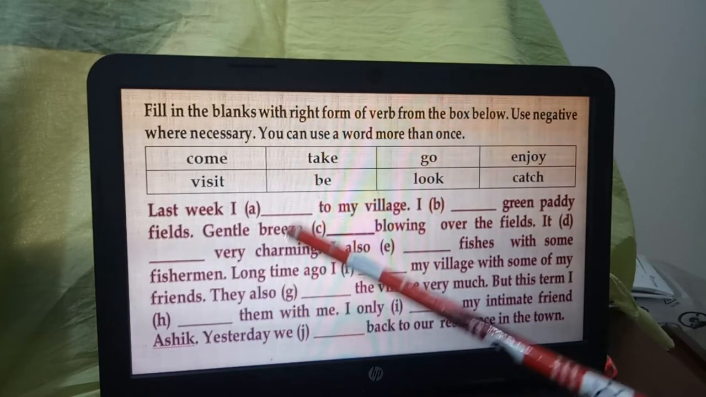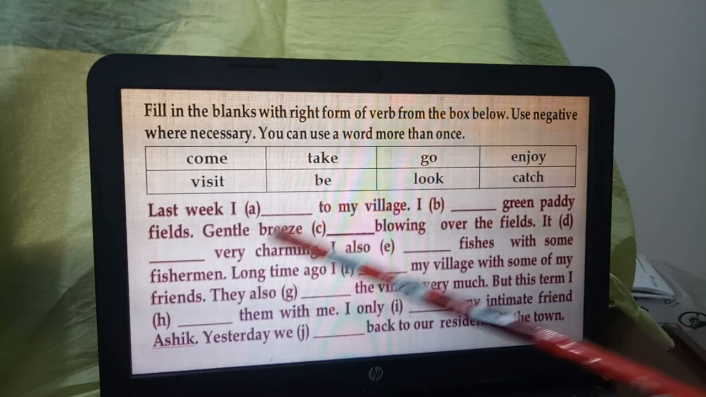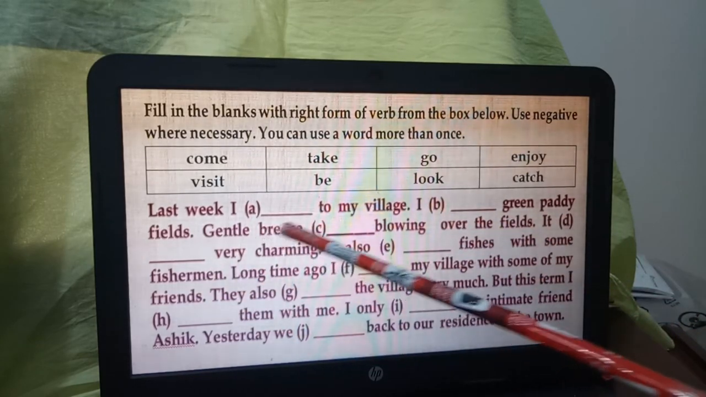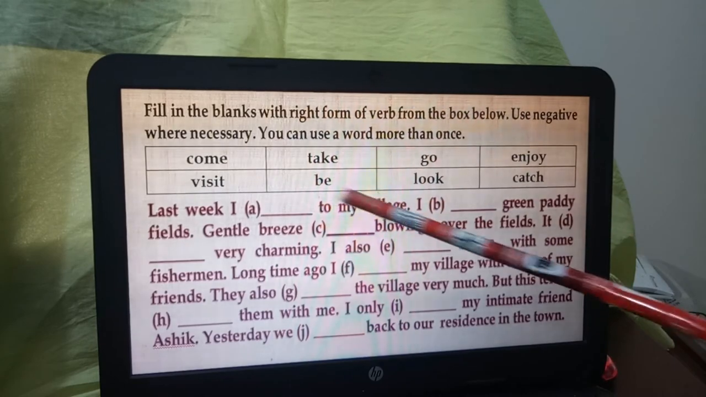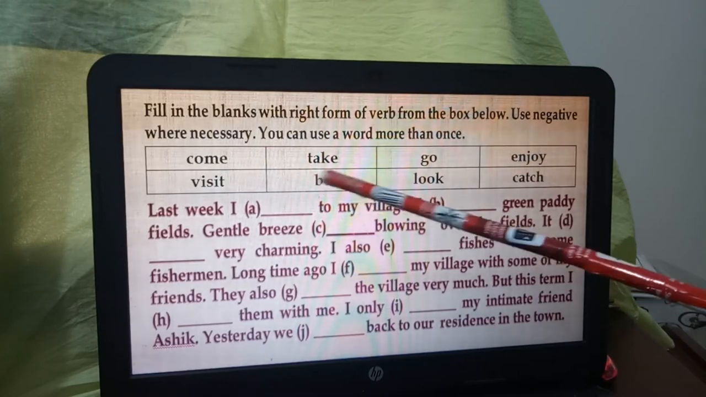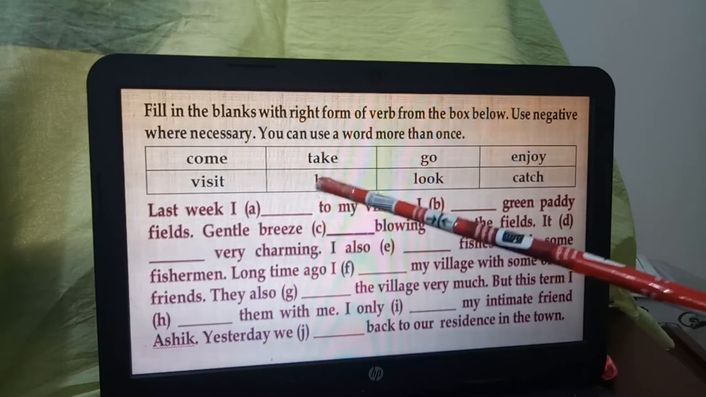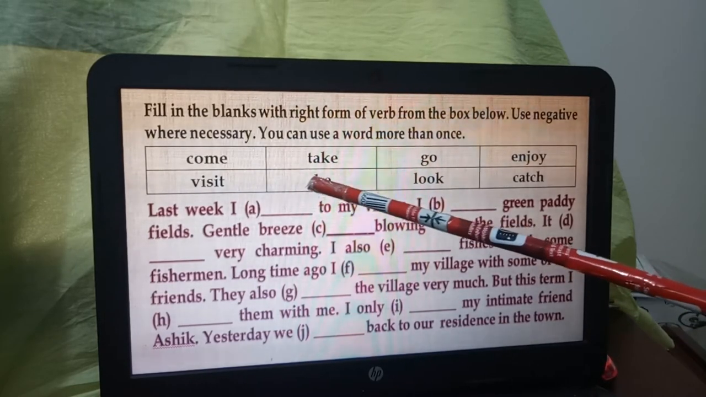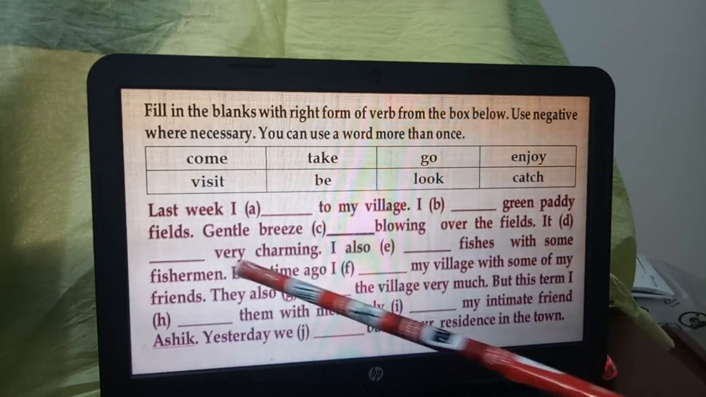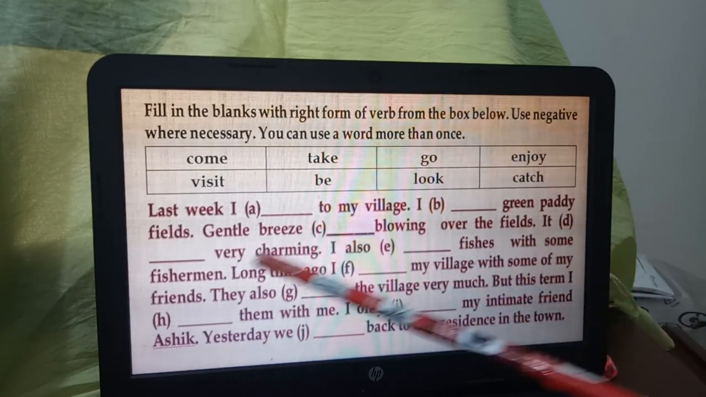I enjoyed green pretty fields. Gentle breeze was blowing over the fields. It was very charming. I also fished with some fishermen.